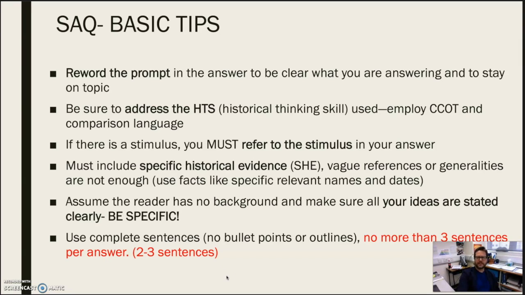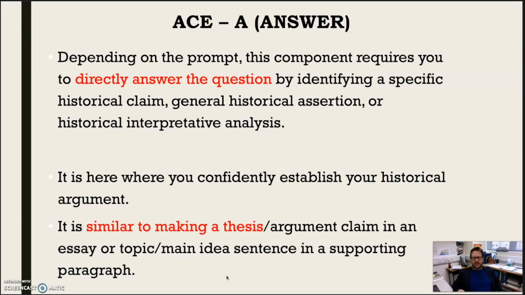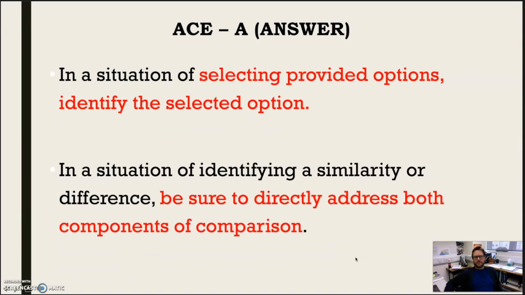All right, so let's look at ACE. A, answer. Directly answer the question by identifying a specific historical claim or general historical assertion. Just answer the question. It is similar to making a thesis, an argument or claim. So, in a situation of selecting provided options, identify the selected option. In a situation of identifying similarities or differences, be sure to directly address both components of the comparison. So if we're looking at that, have some similarities and differences that you're addressing.